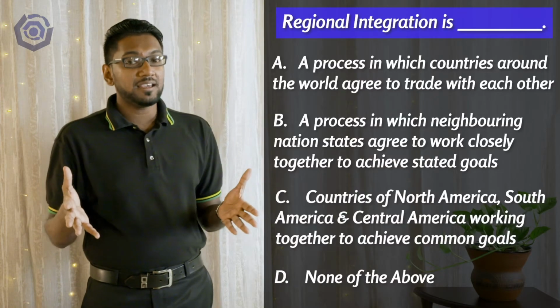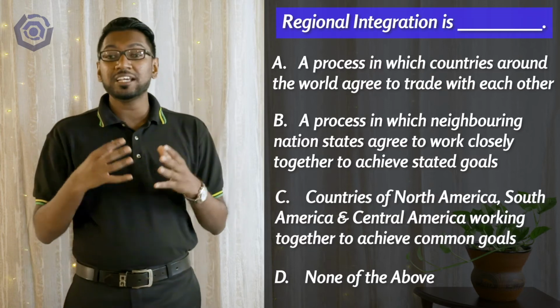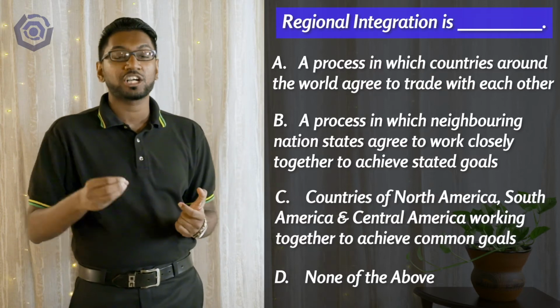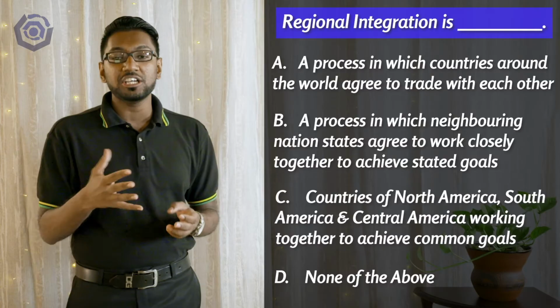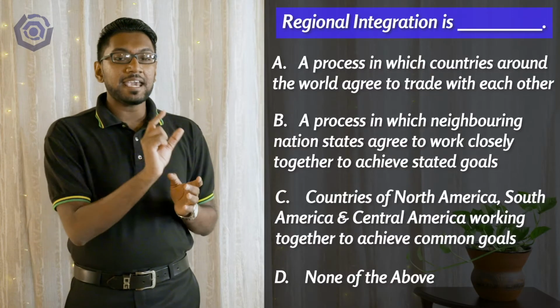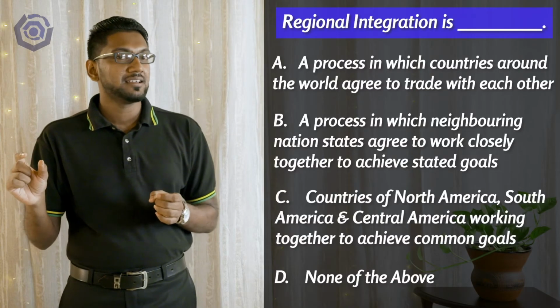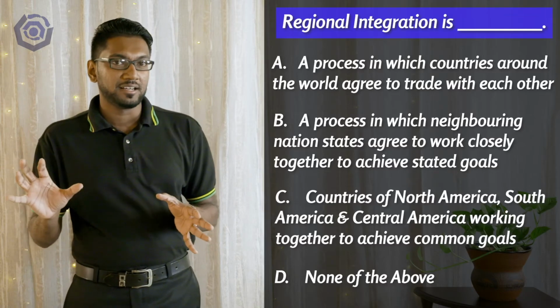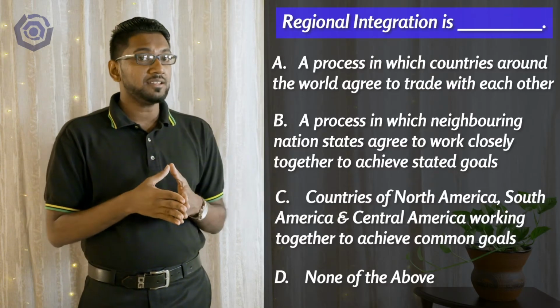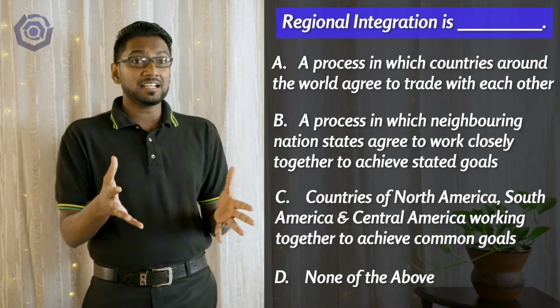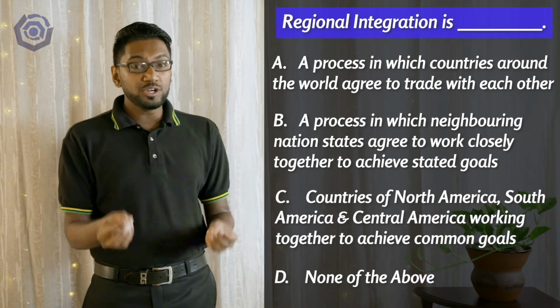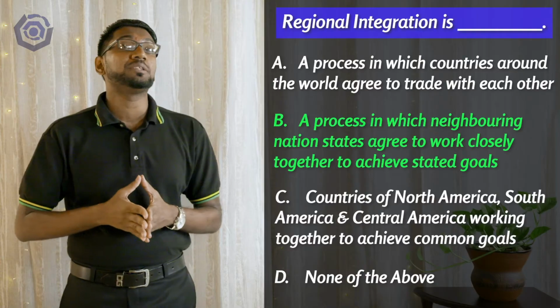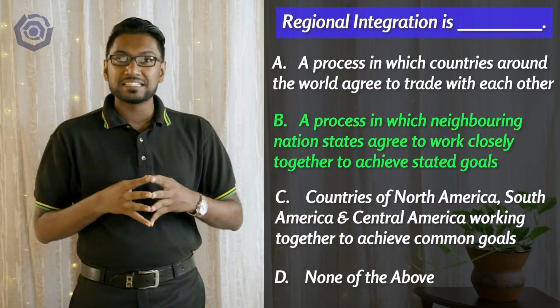Is it B, a process in which neighboring nation states agree to work closely together to achieve stated goals? Neighboring nation states. Think about that. If you're neighbors with each other, does it mean you're part of a region? Yes, more than likely, you're within the same region. So I would go with B as the correct answer.